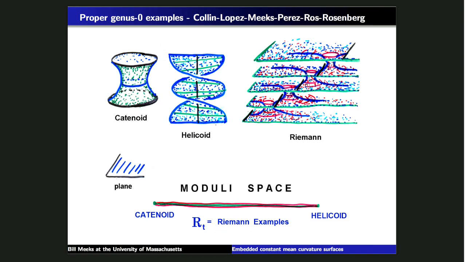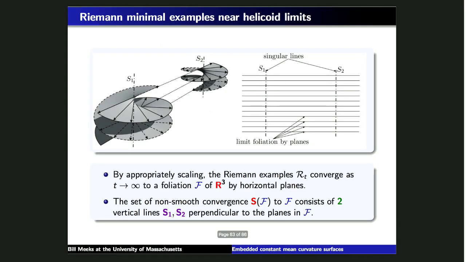And here's the classification. Proper genus 0 minimal examples in R3: well, you have the catenoid, you have the helicoid, and somehow between them, you have these examples of Riemann. So the moduli space is naturally a compact interval. I'm not worried about scalings and rotations and stuff. The moduli space is this interval. And so notice that the Riemann examples are converging to the helicoid, and that's important. That's important for doing a lot of things.